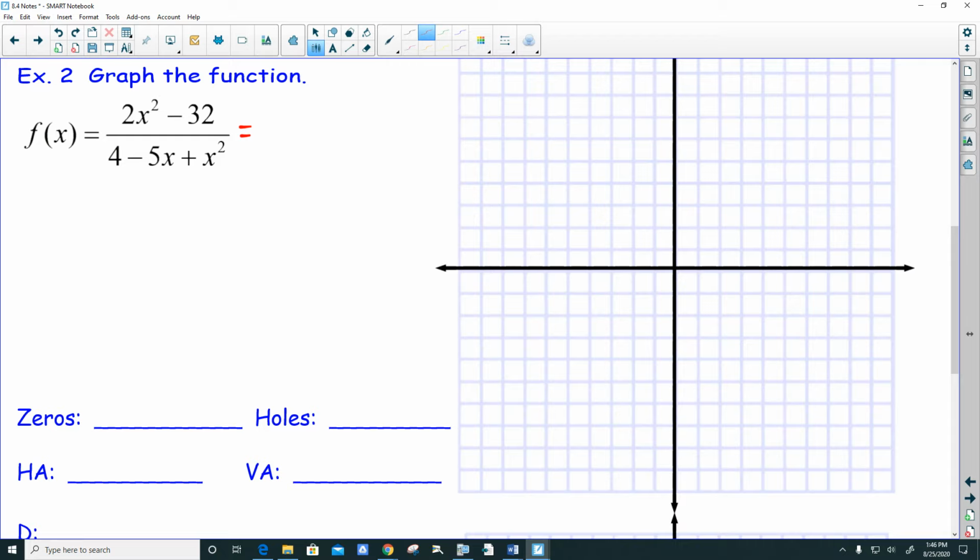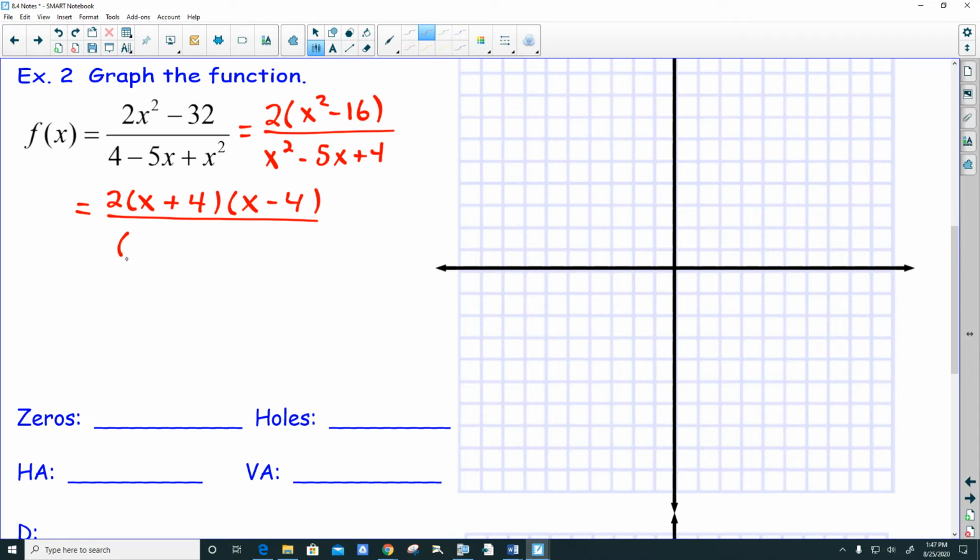We're going to start by factoring. I'm going to pull out the GCF from the numerator. I'm going to reorder the denominator so that we've got it in descending order. And then I see that x squared minus 16 will factor as a difference of two squares. And also, I've got a trinomial in the denominator, lead coefficient of 1, so I want to factor that into x minus 4 and x minus 1. I should be pretty good here to identify any holes if they in fact exist.